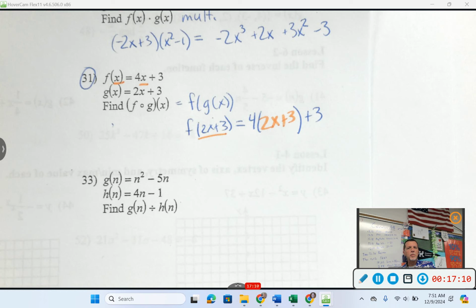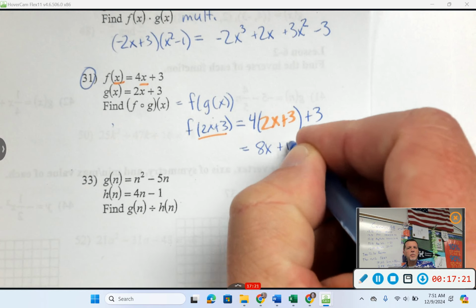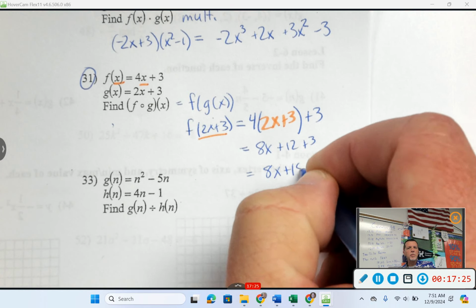Right? F of 3 would mean plug in 3. F of 4 means plug in 4. F of 7 means plug in 7. F of G means plug in G. So 8x plus 12 plus 3 would be 8x plus 15.